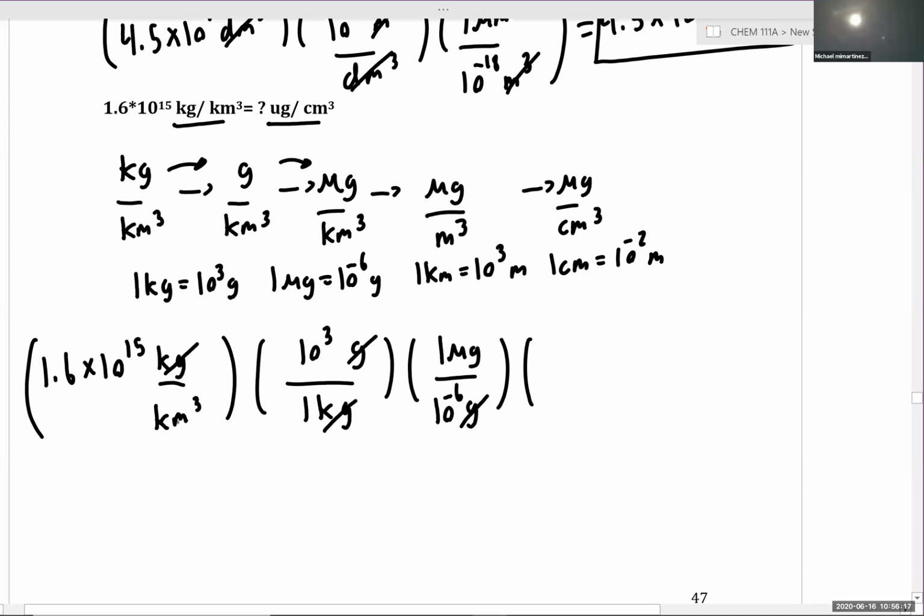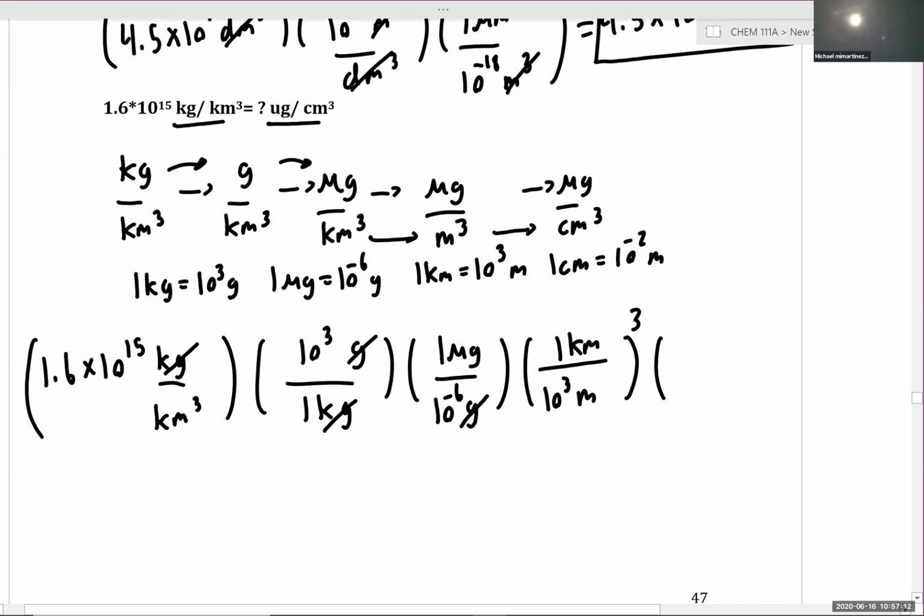To cancel kilometers cubed, if we want to go from kilometers cubed to meters cubed, what units do we want on the bottom? In our first step, when we're starting from kilometers cubed, what units do we want on the bottom in our first unit conversion? Meters, and more specifically, meters cubed. So we know 1 kilometer corresponds to 10 to the third meter. However, since we're dealing with cubic units, we take our conversion factor and we cube it.